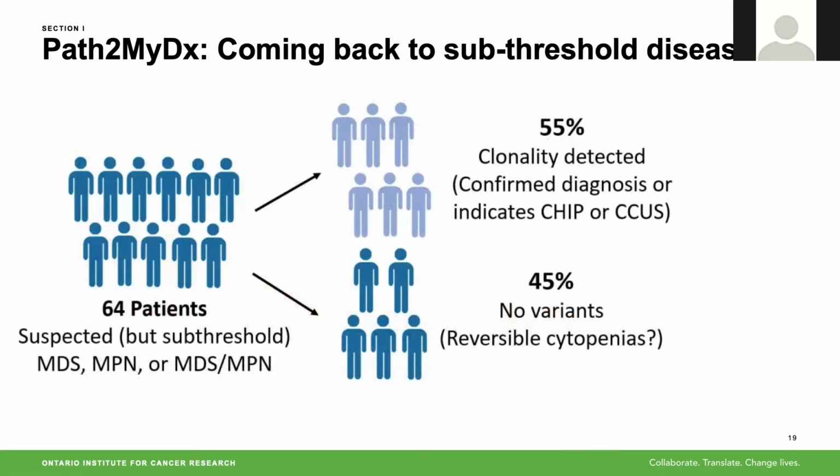Okay, coming back to subthreshold disease. So in our set, we found 64 patients who presented with suspected or subthreshold for a myeloid cancer. Because of the NGS, we were able to detect clonality in 55% of them, which either put them into a CHIP or CCUS category, and in 45% we found no variants, which could indicate that they have some other less sinister cause. We don't cover all of the genes, for example, but we do cover the most ominous ones.